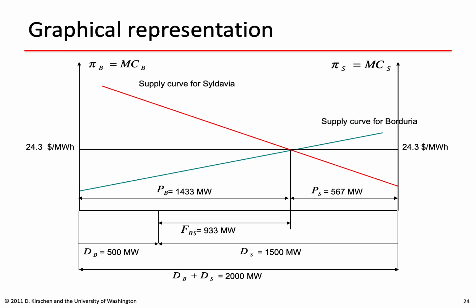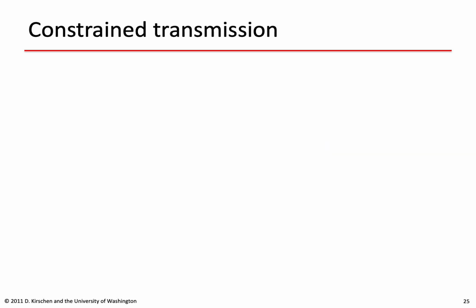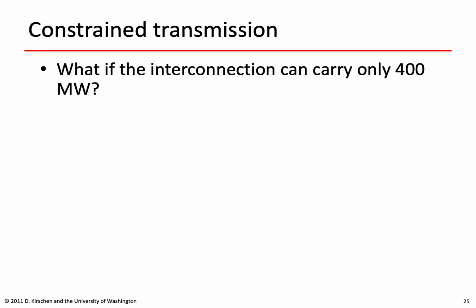Now, so far, we have assumed that the interconnection could carry whatever power we wanted to flow from Borduria to Syldavia, whatever amount of power was dictated by the market to create a market equilibrium. What we need to look at now is what happens if there are limits to the amount of power that can be transmitted between Borduria and Syldavia. For example, let's assume that the interconnection was designed to be able to carry only 400 megawatts.